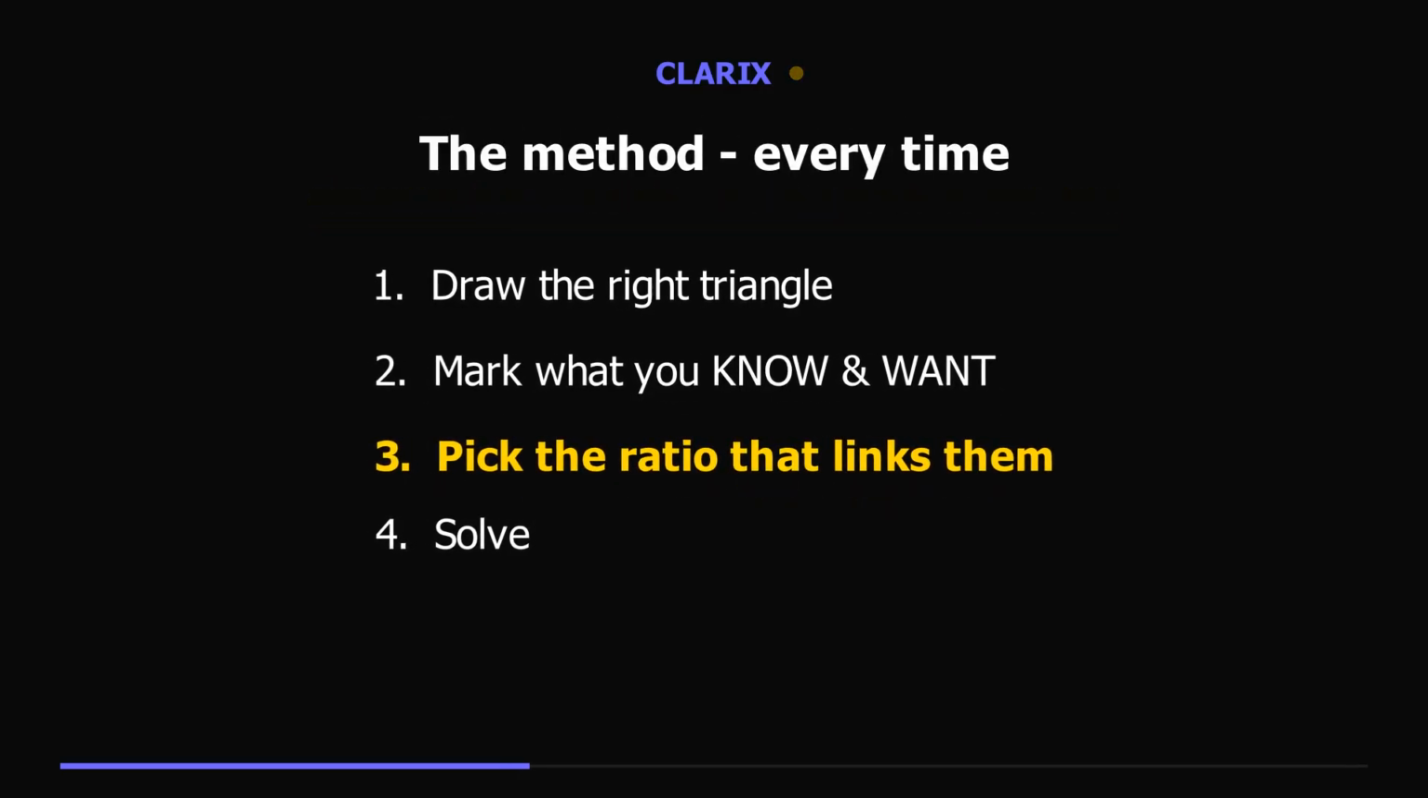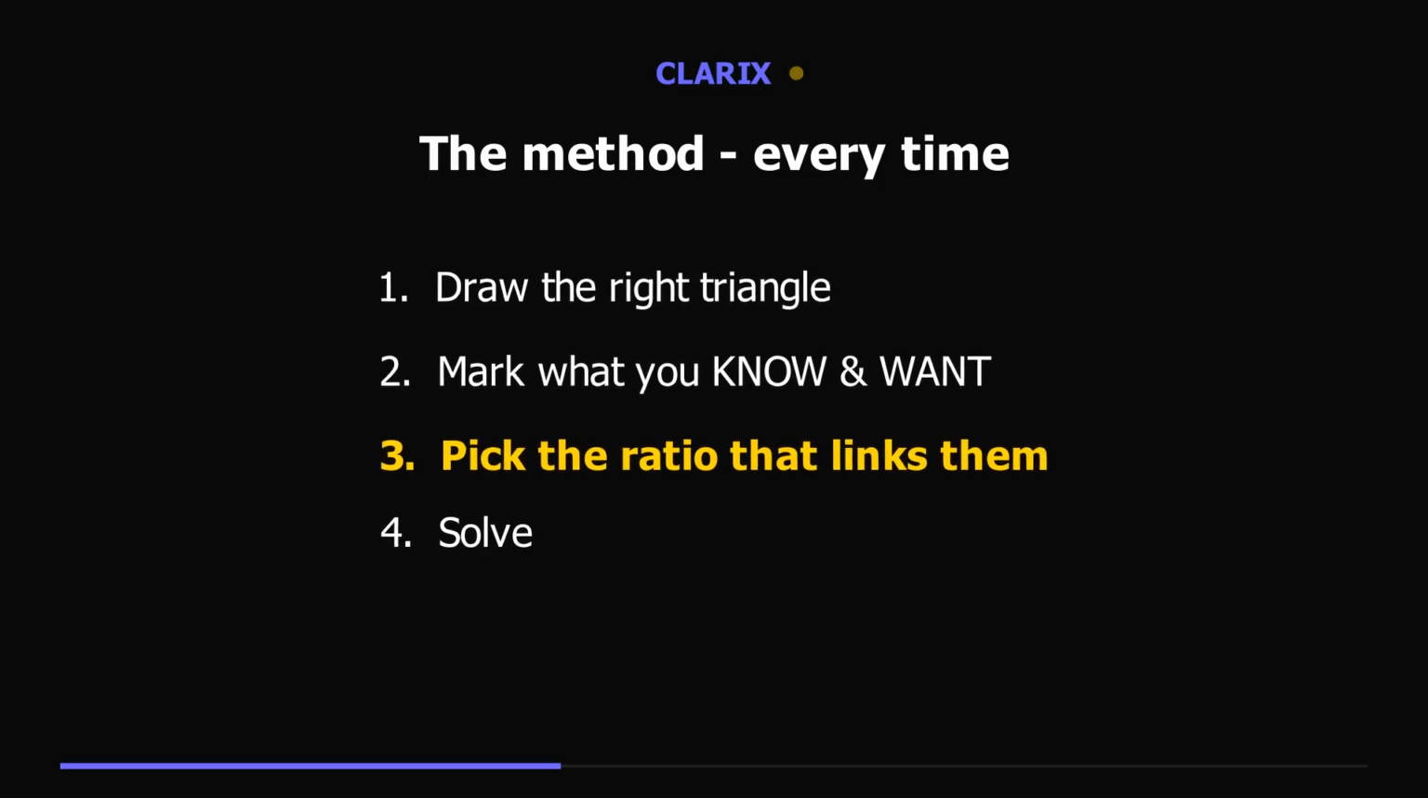So we have the triangle and the angles. Now the method, and it's the same every single time. Draw the right triangle. Mark what you know and what you want. Pick the ratio that links them. Solve. Let me show you which ratio to pick.